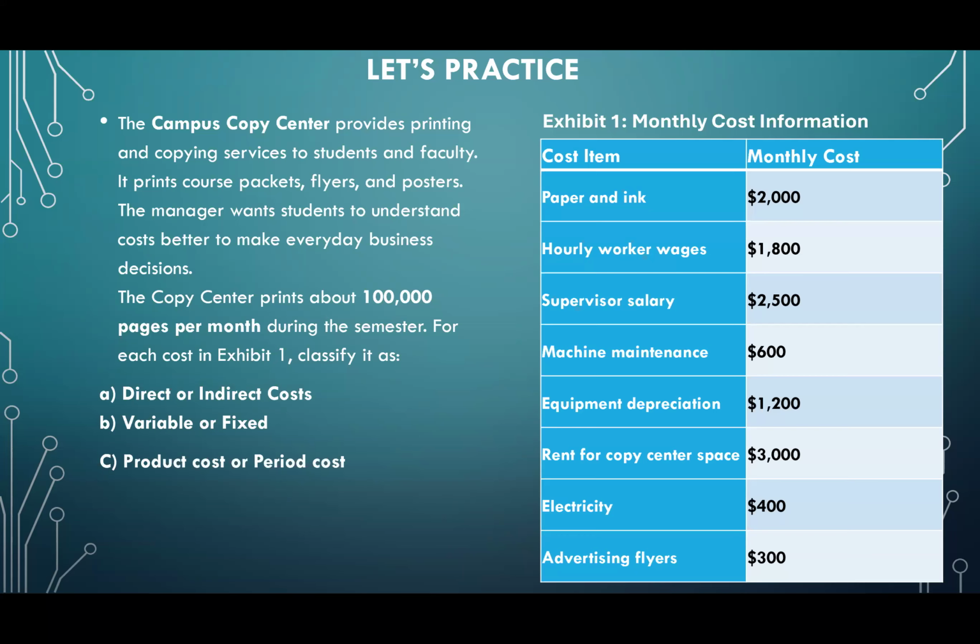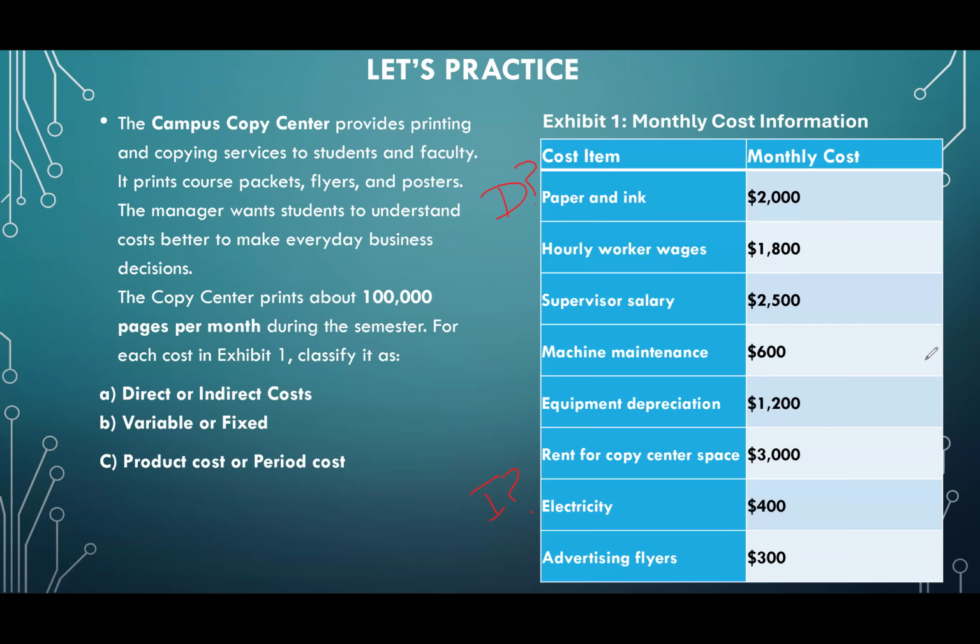Are you ready? Remember, direct costs are those that can easily be traced to a product. So go through the list and see which ones you think are direct costs. Take a look and say, is this a direct cost or not? Is this an indirect cost or not?